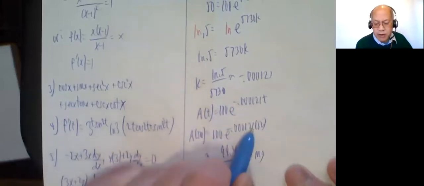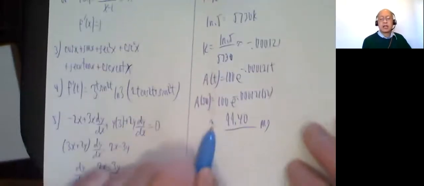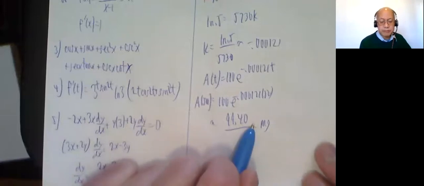Okay, now I just plug in 50. It says how much is remaining after 50 years. Plug in 50, 99.40 milligrams.